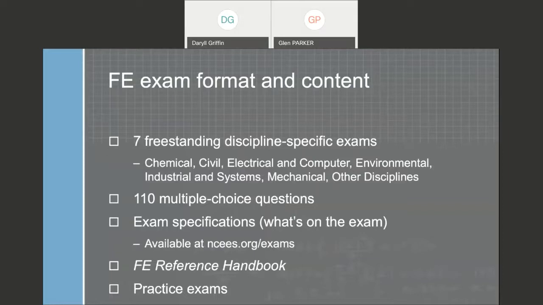That's the restriction on this exam. You only get the one reference to use during the exam. You can't bring in your own references like you used to be able to do. And there are also some practice exams that you can get from the NCEES website.